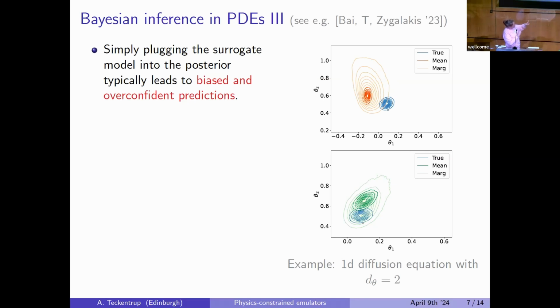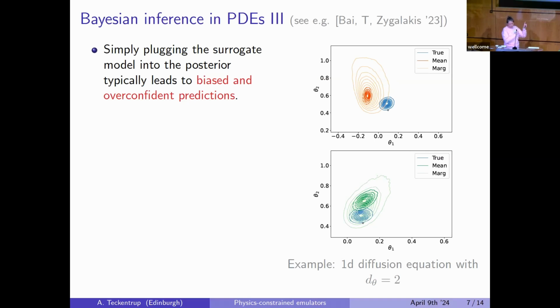What we've done for the dark orange contour is really just approximated the PDE solution by a surrogate model and then plugged that into the posterior and then done our inference, right? And you can see that it is biased, so it's really shifted and it's really concentrated on the wrong part of the parameter space, but it is very confident, right? It's not very broad. It has a very small variance.